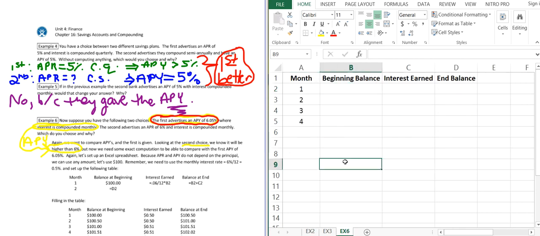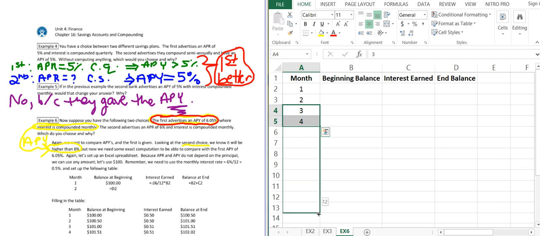All right, so over here on the right, we have our spreadsheet set up. I have month, beginning balance, interest, and end balance. Here, I only need to extend my spreadsheet for 12 months because I just really want to know what I will have at the end of 1 year.